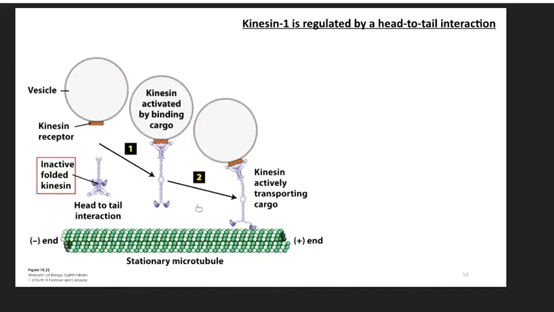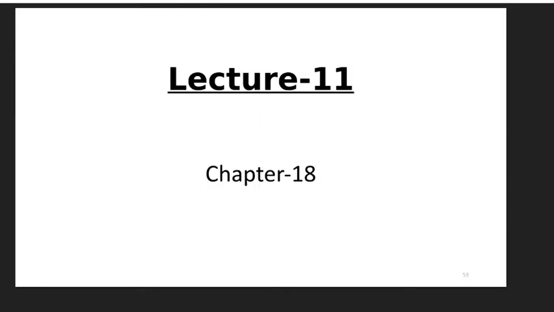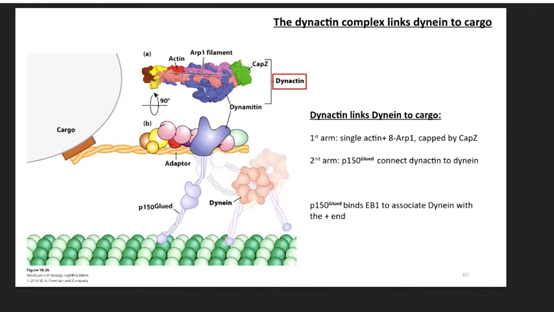Same concept. While folded, it's inactive. While open, it's active pretty much. Important here because several things are going on. First of all, this is dynein. This whole structure is called dynactin. It's a complex. So the complex contains dynamitin as well as one single actin filament plus 7 different kinds of ARP1s, which is capped by CapZ at the end. So the length doesn't increase much.